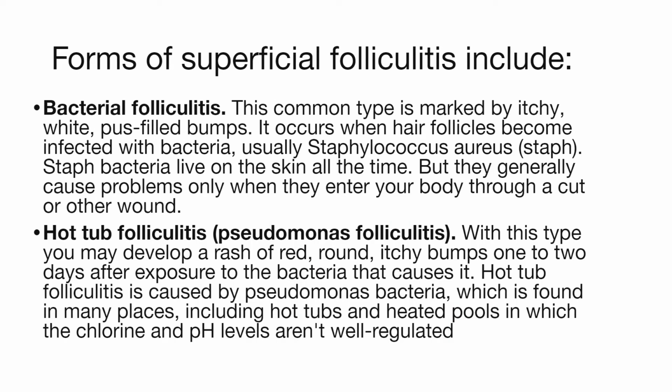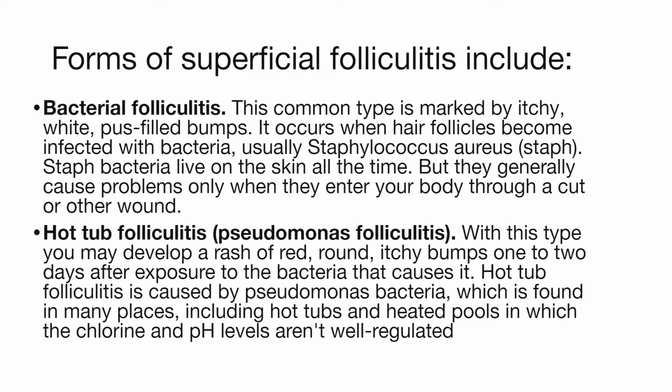The first type of superficial folliculitis is bacterial folliculitis. This common type is marked by itchy, white, pus-filled bumps. It occurs when hair follicles become infected with bacteria. Staph bacteria live on the skin all the time, but they generally cause problems only when they enter your body through a cut or other wound.